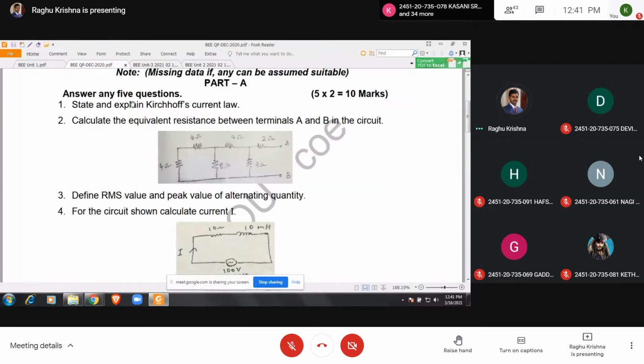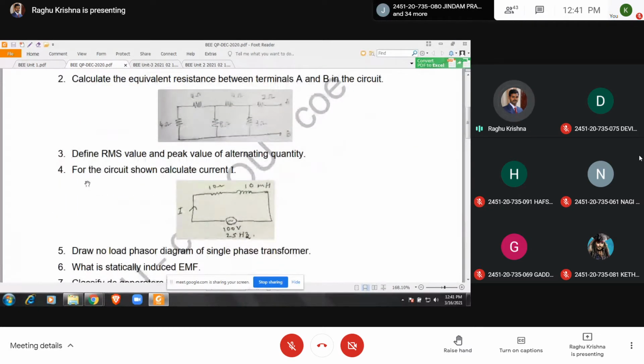Next up, for the circuit shown in the figure, calculate the current I. So how to calculate the current I? This is an AC circuit. So here I is equal to V by Z. You must be careful here. So let us do this one. Let all of you do this fourth one.